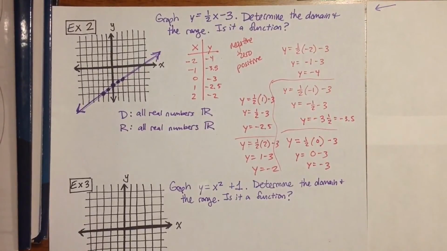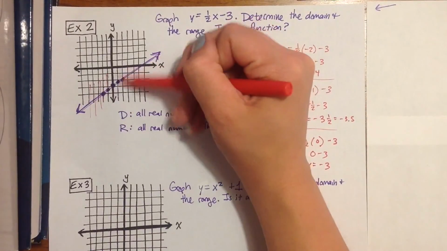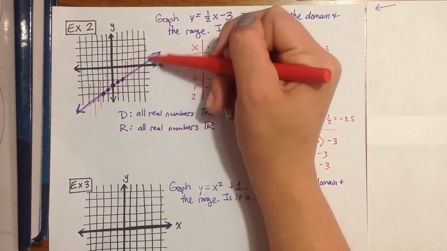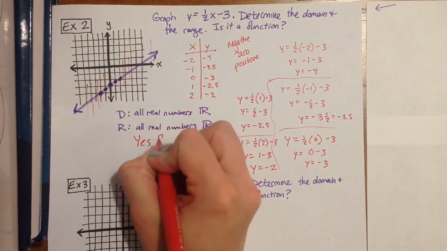Last part, is it a function? We see that as I go through, at any given instant, a vertical line is only going to cross this relation, this graph, at one instant. Therefore, it is a function.